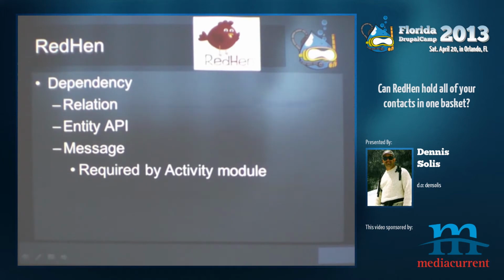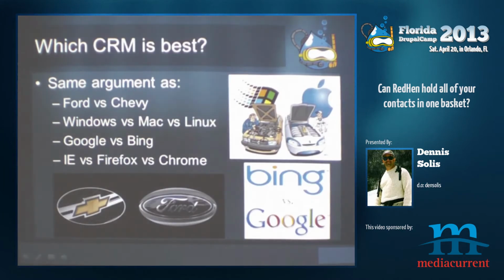Here are their only dependencies. Relation, which is different from relationship. The Entity API, and it uses Messages, but only if you're going to use the Activity module, which we'll talk about in a few minutes. So it's a very independent process. They don't have to worry about other modules changing out from under them and causing problems.